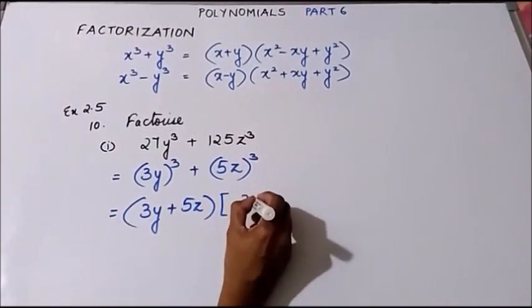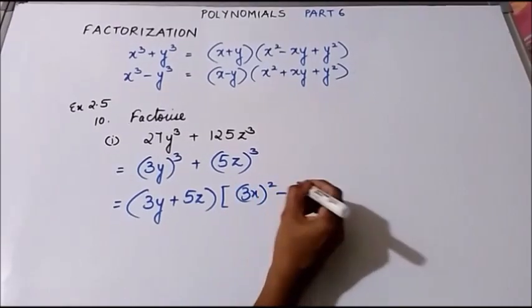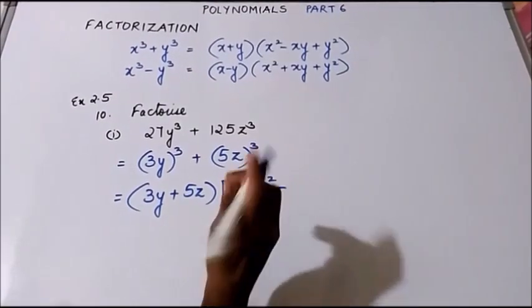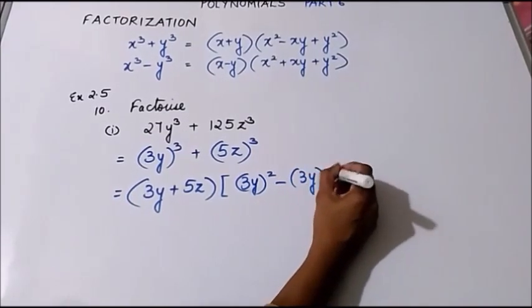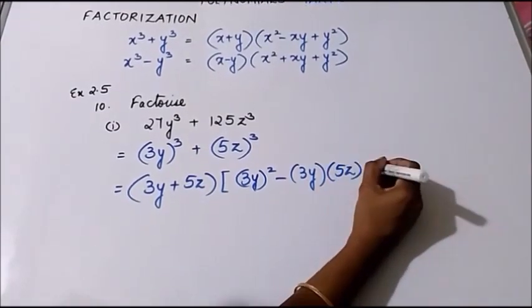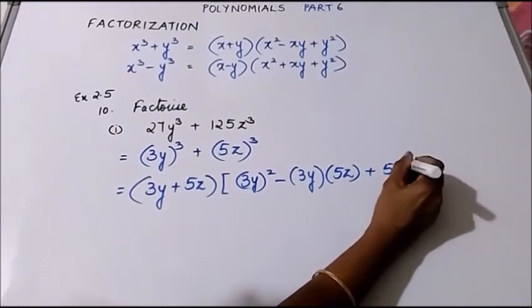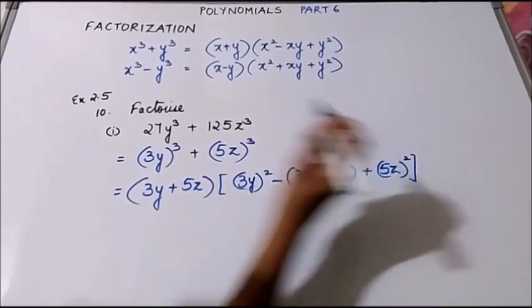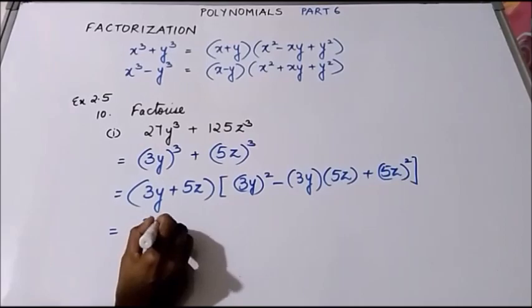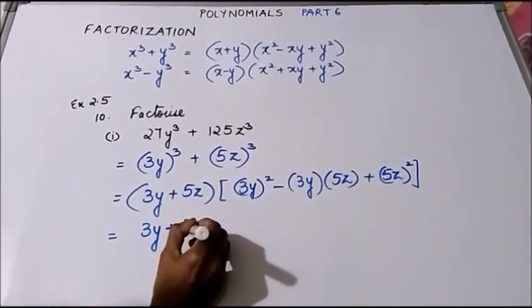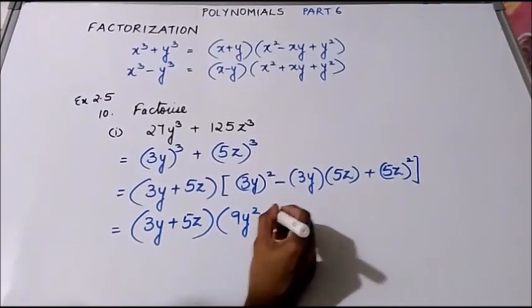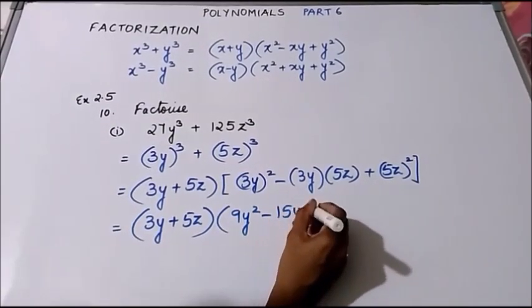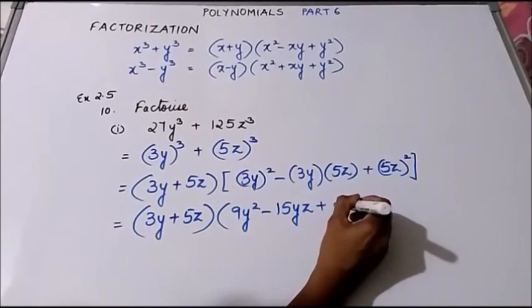into, we have here 3y the whole square minus 3y into 5z plus 5z the whole square. This will give us 3y plus 5z. Here we will get 9y square minus 15yz plus 25z square.